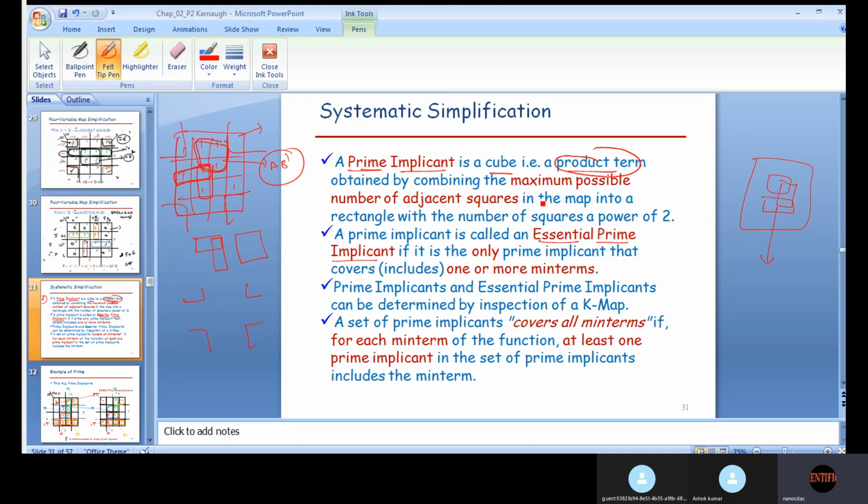Okay, so second point, you see, a prime implicant is called an essential prime implicant if it is the only prime implicant that covers one or more min terms.